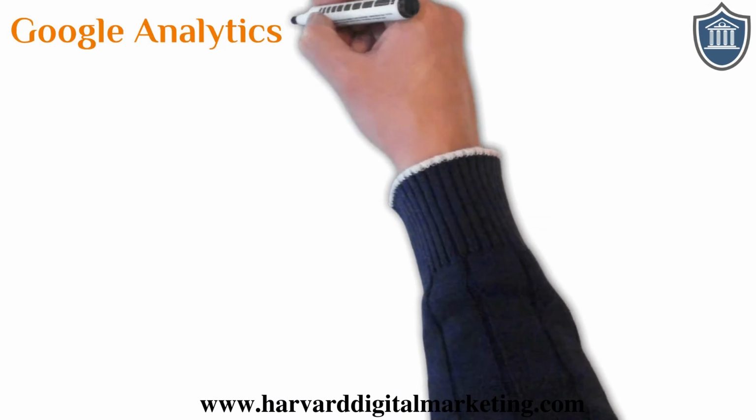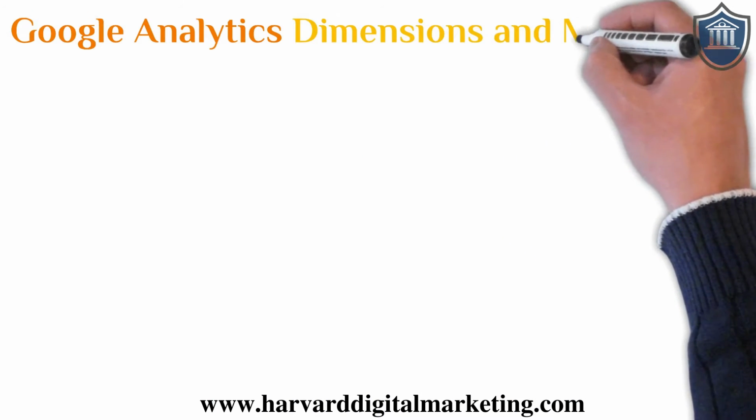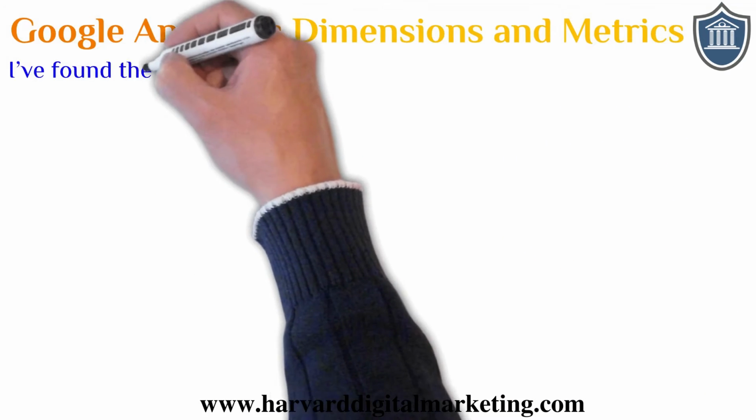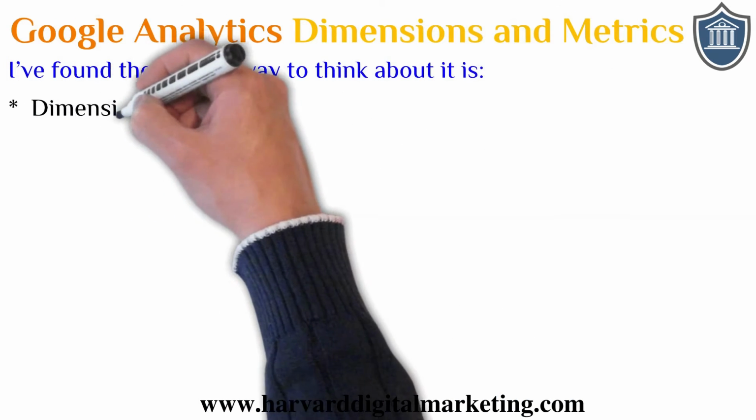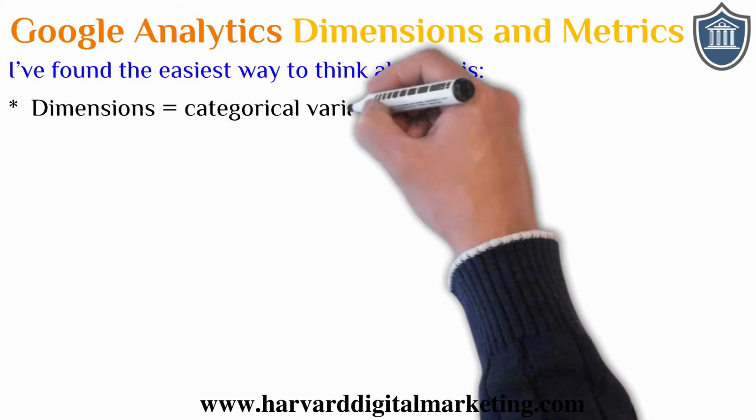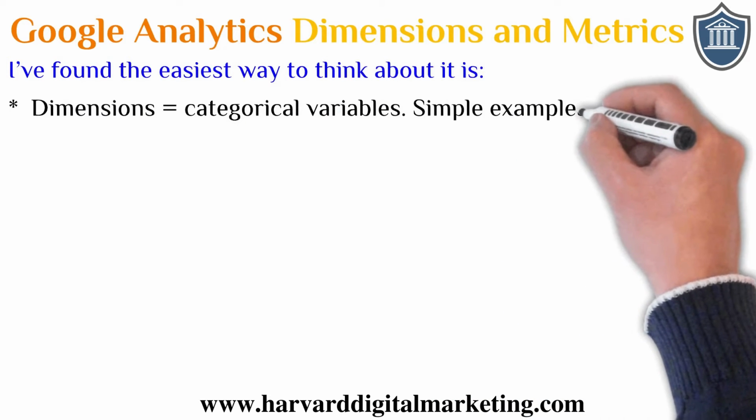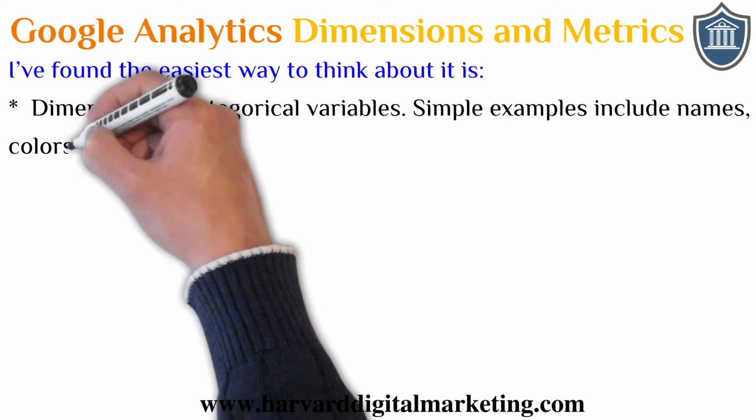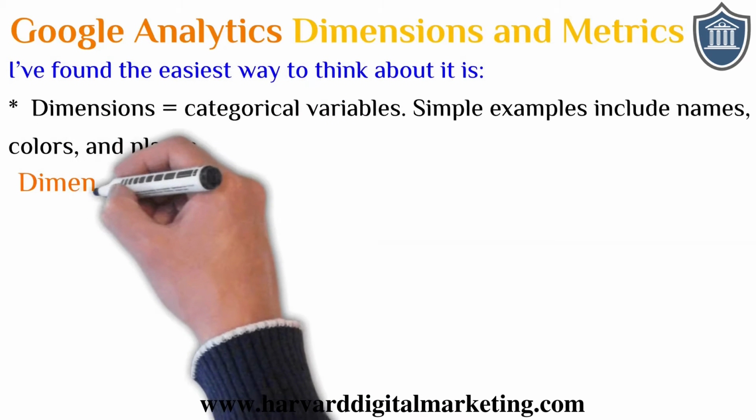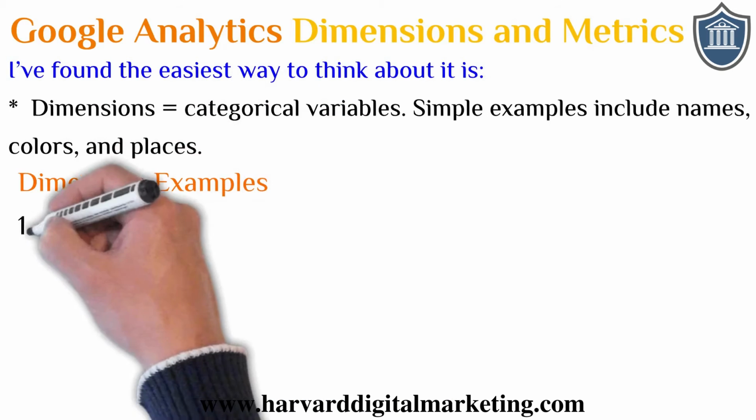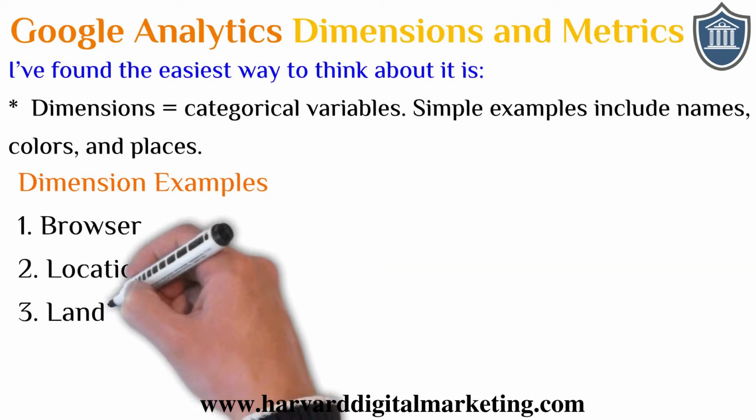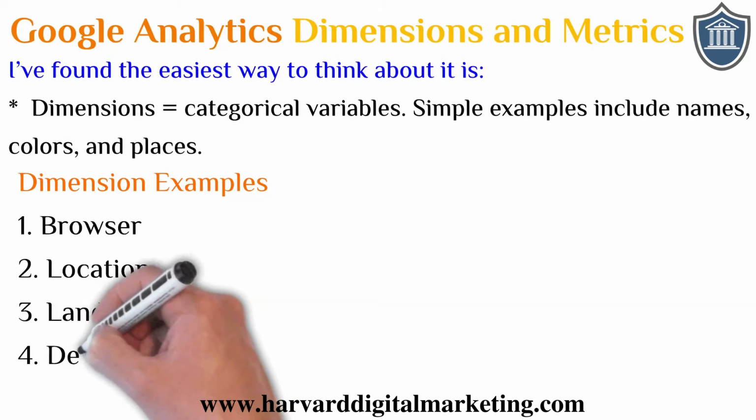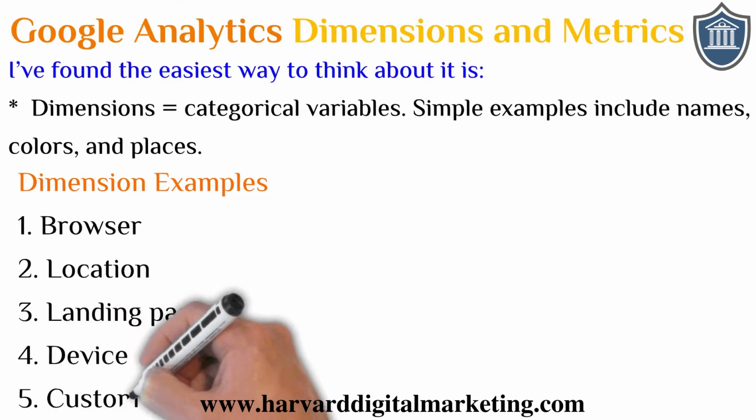Google Analytics dimensions and metrics. I have found the easiest way to think about it is dimensions are equal to categorical variables. Simple examples include names, colors, and places. Dimension examples: browser, location, landing page, device, customer time.